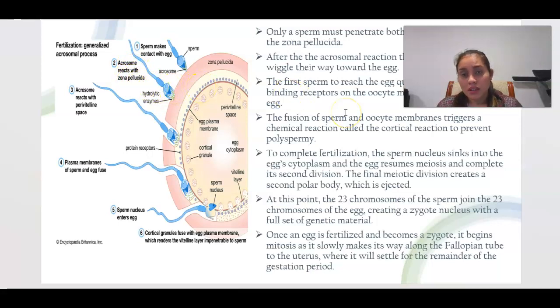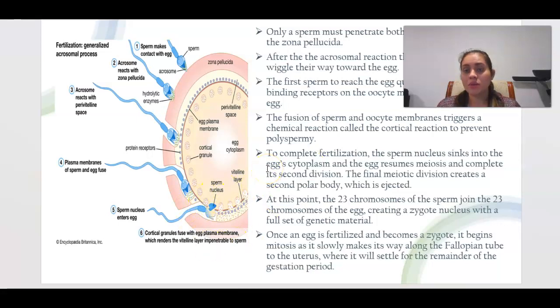The first sperm to reach the egg quickly finds sperm binding receptors on the oocyte membrane and binds to the egg. The fusion of sperm and oocyte membrane triggers a chemical reaction called the cortical reaction to prevent polyspermy. To complete fertilization, the sperm nucleus sinks into the egg's cytoplasm and the egg resumes meiosis and completes its second division, as you can see in this picture.